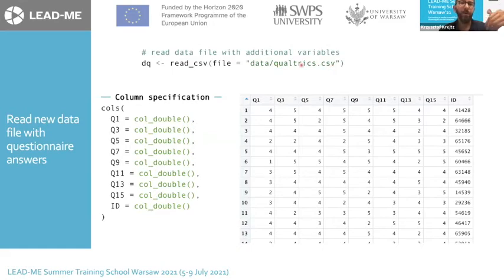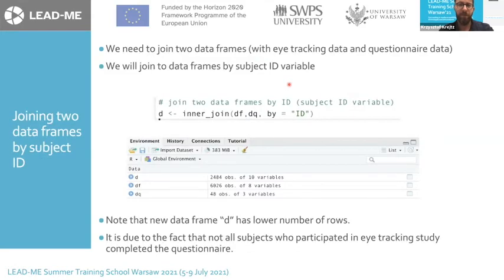So what I want to do, I want to open a new data frame. I will call it DQ, data questionnaire. I'm going to use the same function with the CSV file Qualtrics. I see that there are a couple of questions and ID. This ID is important. This is a subject ID. And I asked Anna to be sure that these IDs are the same as the IDs in the eye tracking Real Eye data, and they are.